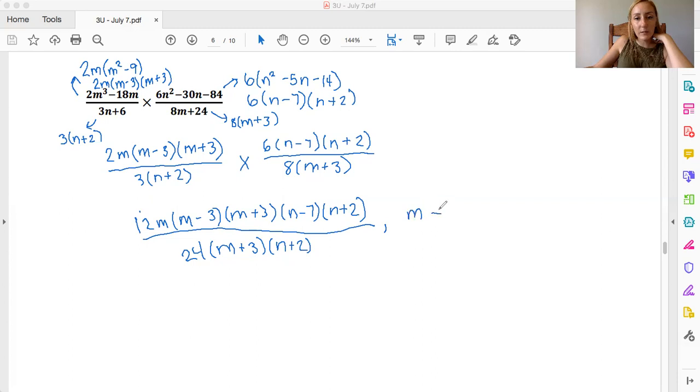So m cannot be equal to -3 and m cannot be equal to -2. Okay, so this can cancel this one out and that can cancel this one out. Now here, 12 and 24, we would be left with 1/2. 12 over 24 is 1/2 simplified. So this can stay like this.